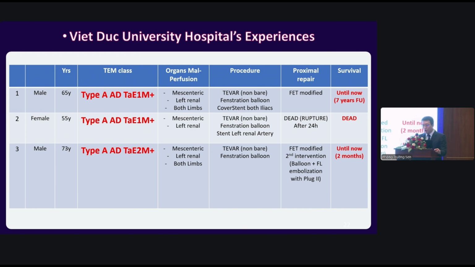In some cases I use a covered stent for both iliacs, in some cases I use a stent for the left renal artery, and in some cases I only use penetration with the balloon. But I had one case that died because of rupture after 28 hours. What that means for my experience when I do TEVAR with non-bare for patients with type A aortic dissection, I don't want to put the TEVAR in zone 1 or zone 2, only cover to zone 3, so that you can open the true lumen with more blood pressure to the SMA, the renal, and both limbs.